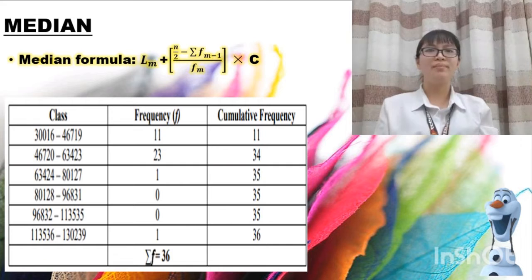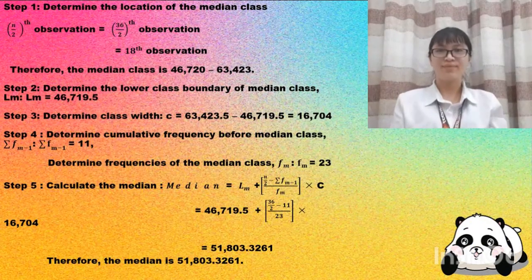Next, I will explain median. Median is the value that lies in the middle of the data when the data set is ordered. The median can be calculated using the following formula. We have 5 steps to find the median. Step 1, determine the location of the median class. Step 2, determine the lower class boundary of the median class. Step 3, determine the class width. Step 4, determine the cumulative frequency before the median class and the frequency of the median class. And the last step, step 5, calculate the median by using the median formula. So by using the steps above, the median is 5103.3261.